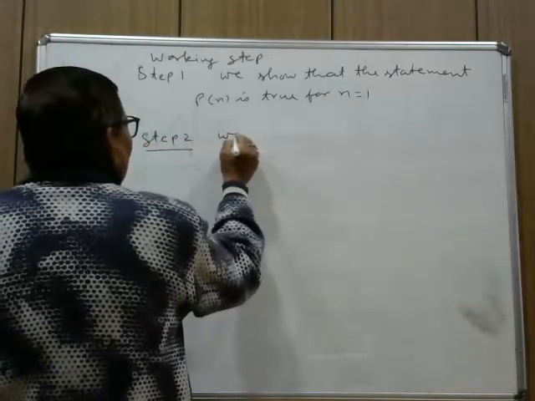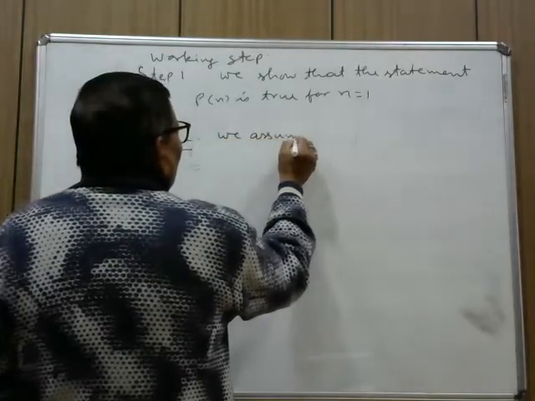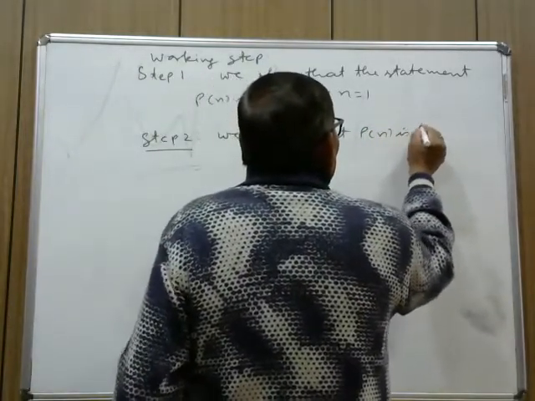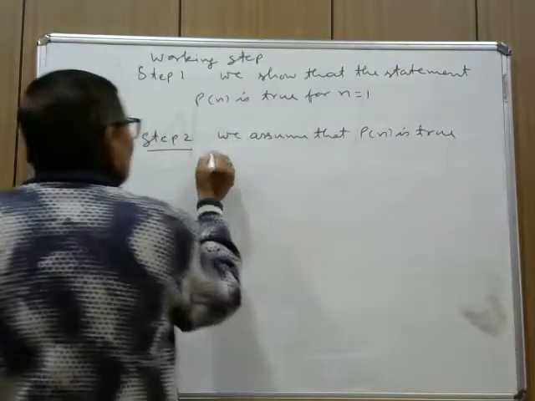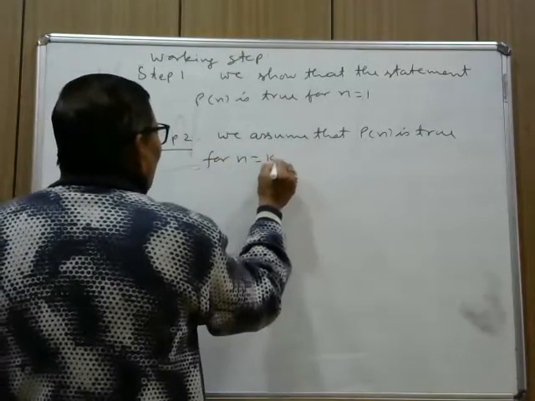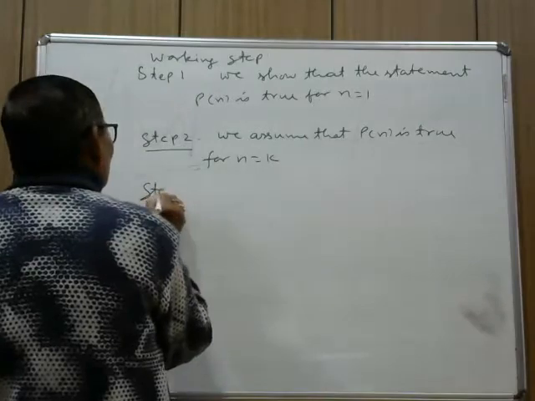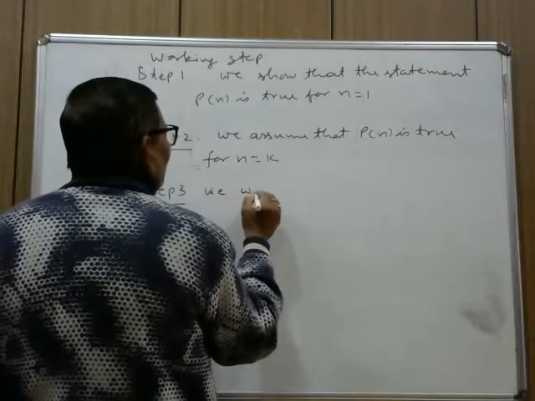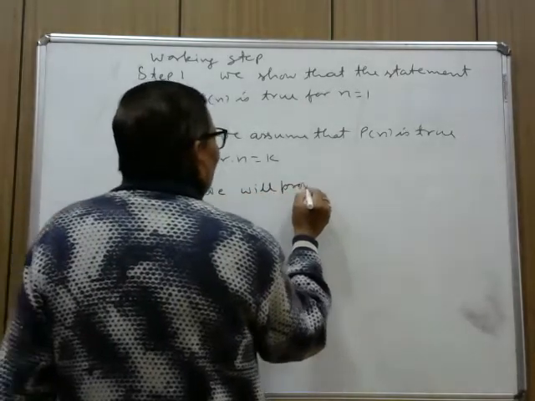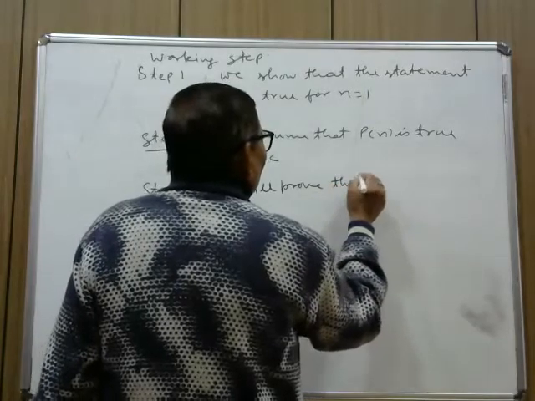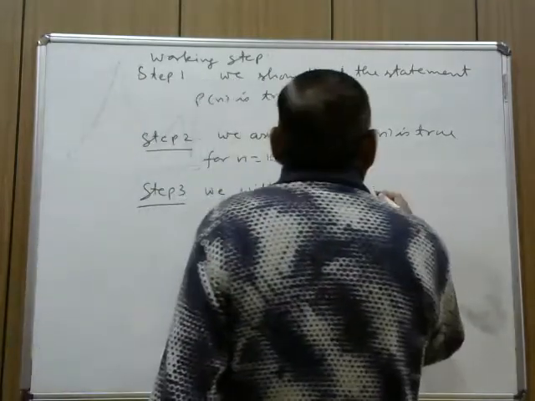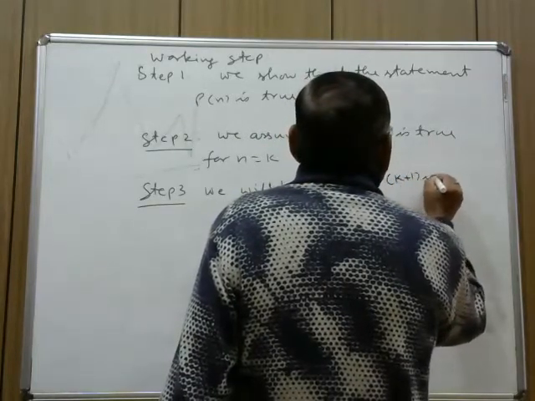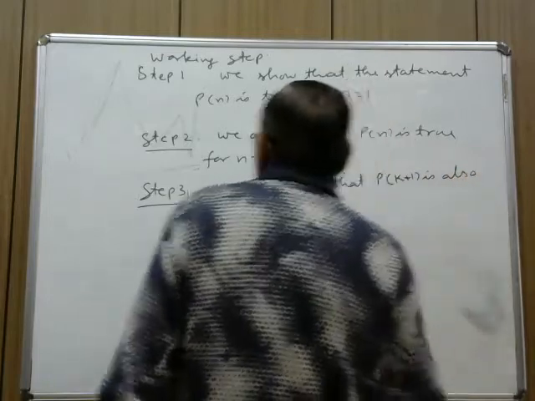we assume that Pn is true for n equals to k. In step 3, we will prove that Pk plus 1 is also true.